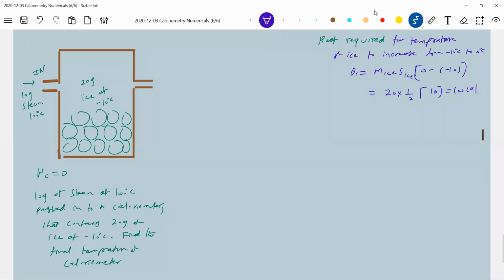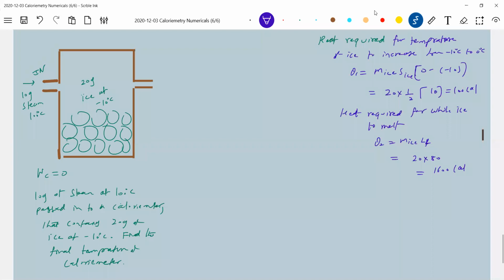Okay, now again, heat required for all ice to melt. Q2 equal to mass of ice into latent heat of fusion. Mass of ice is how much? 20. This is 80. 1600 calories. So total how much it is? 1700 calories is what is needed here.